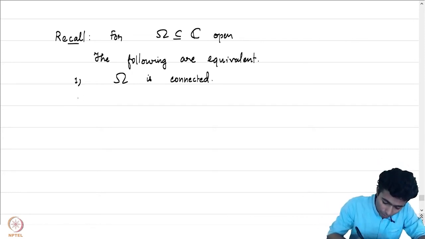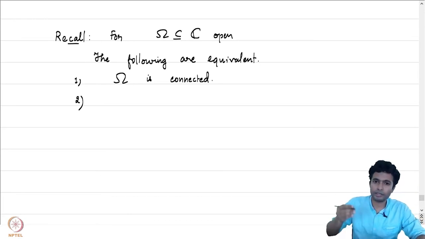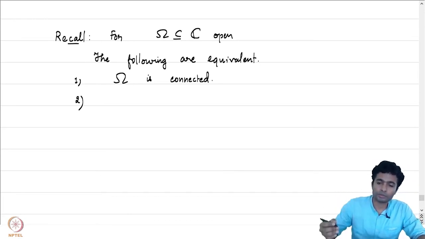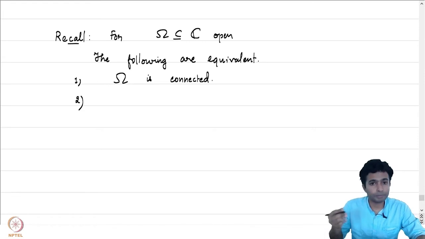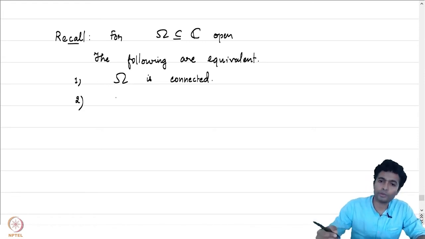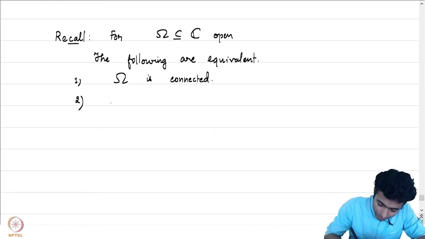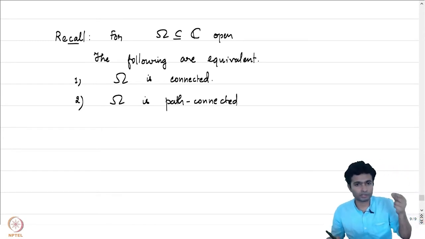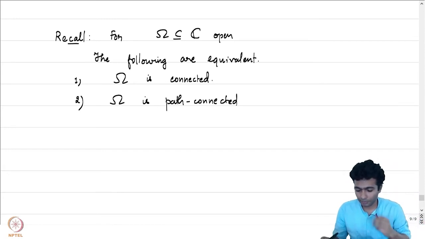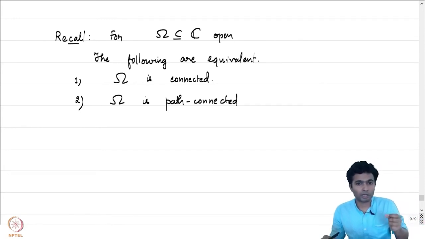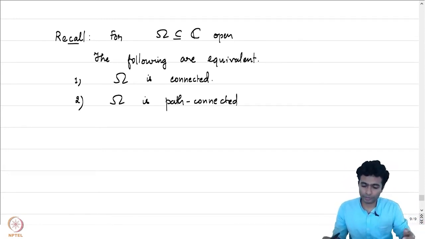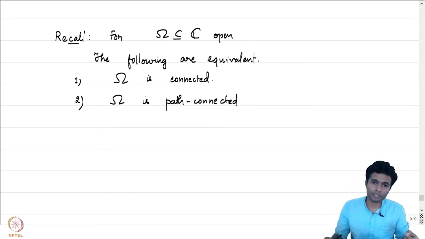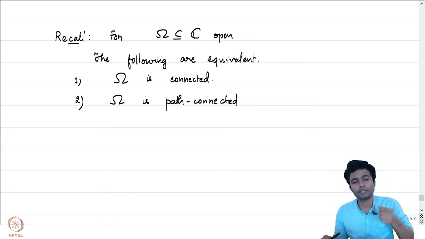What was 2? 2 said that an open connected subset of C is always path connected, and it is equivalent to demanding that it is connected. Omega is path connected. What is the meaning of path connected? That means given 2 points z1 and z2 in omega, there exists a curve gamma whose image is contained in omega, such that the initial point of the curve is z1 and the terminal point is z2.